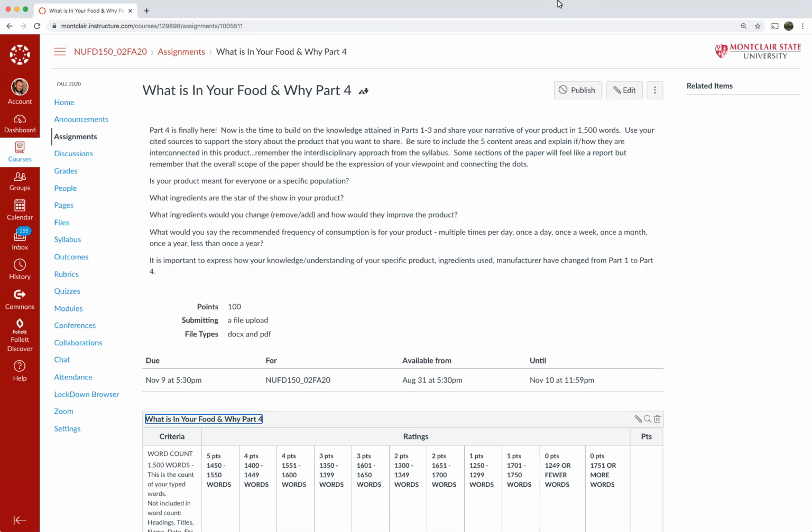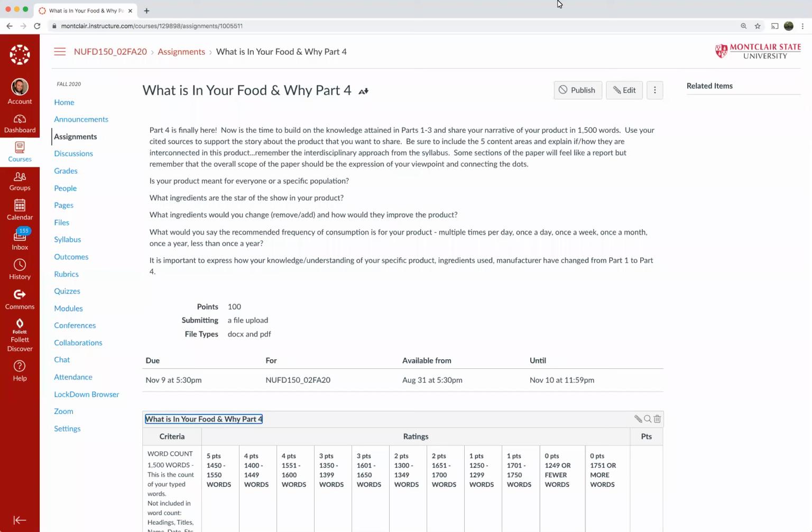Now is the time to build on the knowledge attained in parts one through three and share your narrative of your product in 1,500 words. Use your cited sources to support the story about the product that you want to share. Be sure to include the 5 content areas and explain if or how they are interconnected in this product. When you do this, remember the interdisciplinary approach from the syllabus with the different disciplines: biology, chemistry, economics, psychology. The list is basically limited to your imagination.